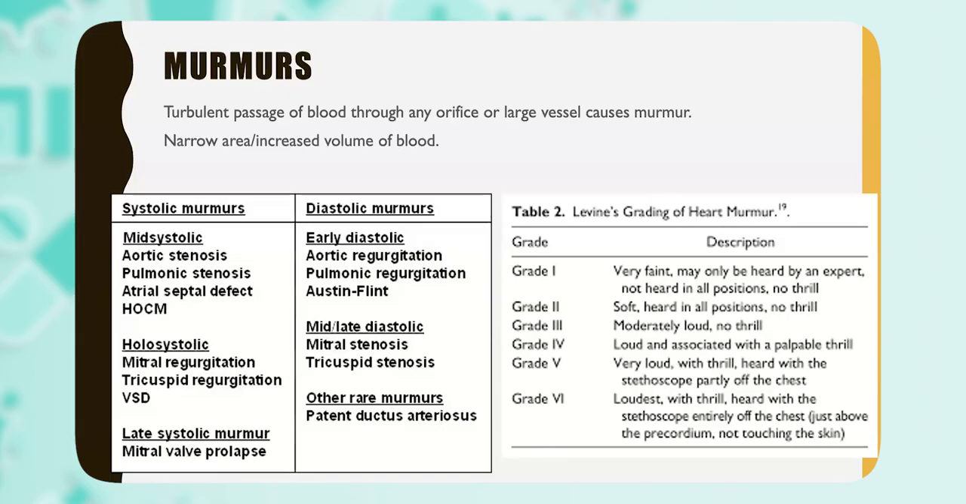Late systolic murmurs are mitral valve prolapse murmur. Other rare murmurs, like patent ductus arteriosus murmur, is a continuous murmur happening in systole and diastole. Grading, this is Levine's grading.